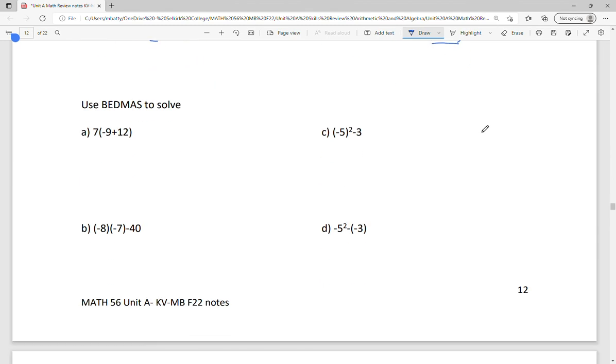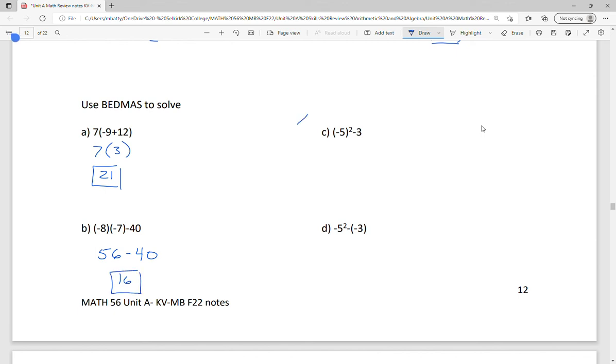Last ones, positives, negatives, order of operations. We're going to do what's in the brackets first. So I'd have 7 times 3, or 21. This one, I'll go down first. I'd have 56 minus 40, or 16.